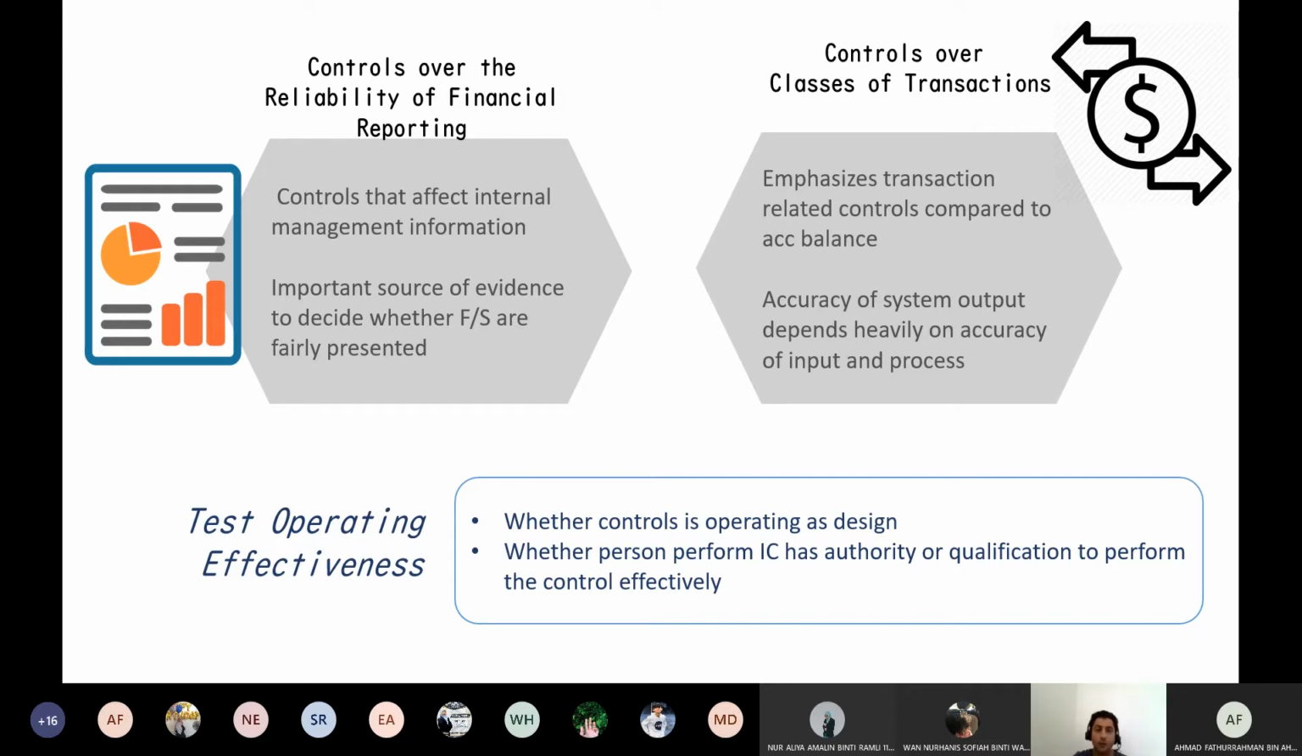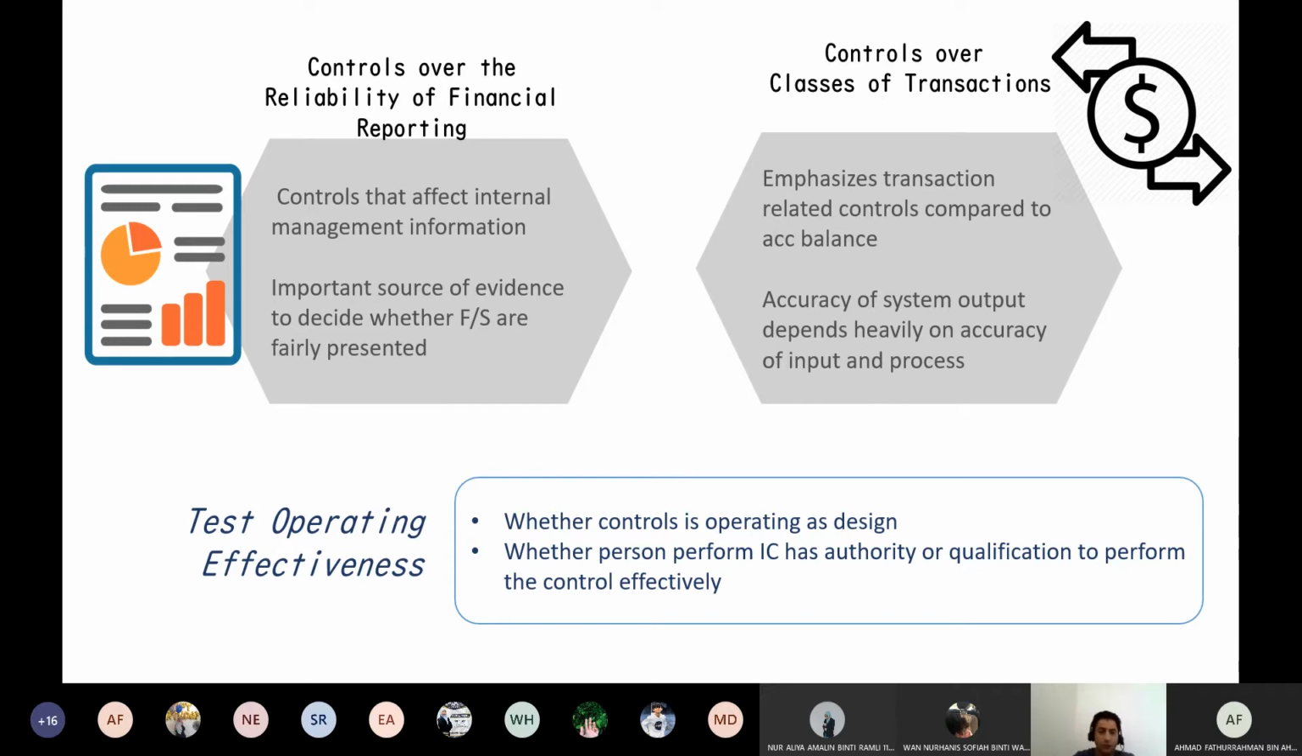But for the control over the reliability of financial statement, it is about the output. So it is about how they classify the figures in the financial statement, accuracy of those figures, and so on. And if you notice, the class of transactions is also affecting the financial statement reliability.